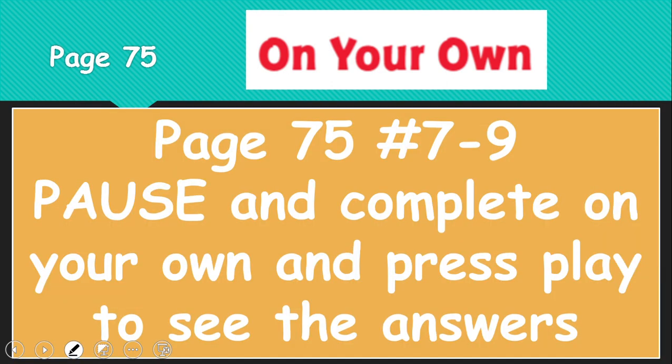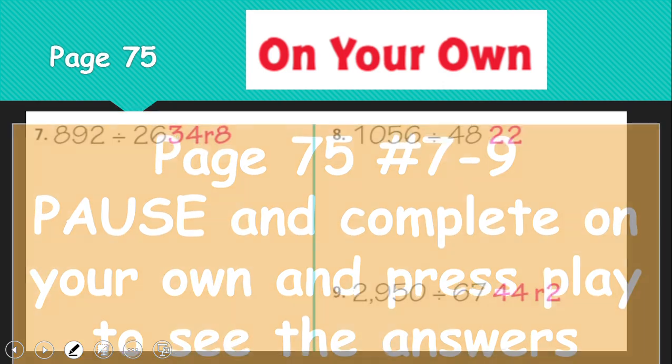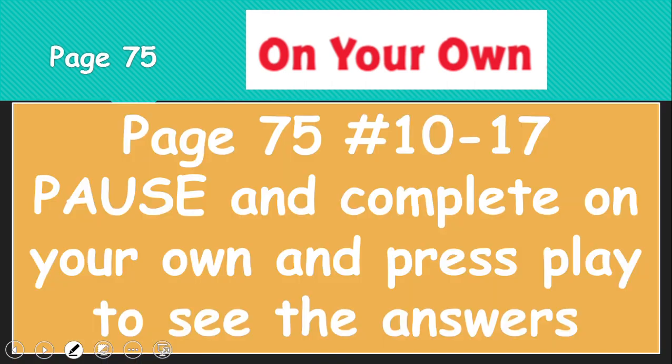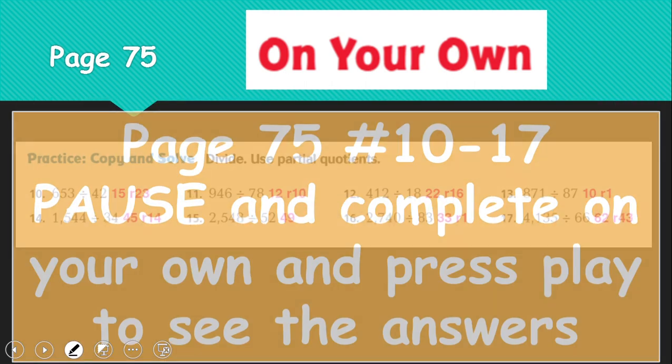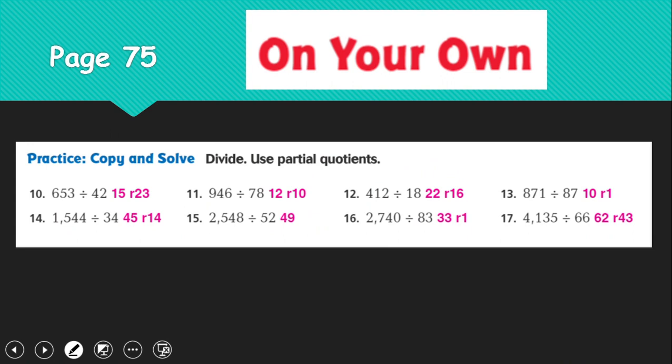All right, page 75, 7 through 9. Go ahead and pause, complete on your own, and press play. And then 10 through 17. All right, now remember, you're not required to do every problem. You're not going to have to do all 17 problems. Choose whatever's going to help you. I suggest between 8 to 10 if you really want to make sure you understand this strategy of partial quotients. If you feel you already know it from 4th grade, you can do 5.